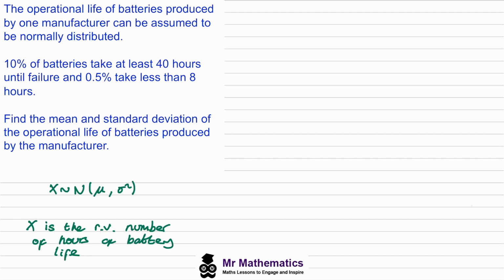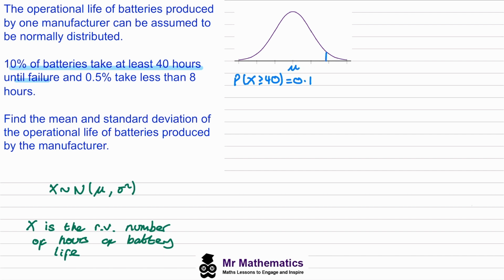So if we begin with this statement, where 10% of batteries take at least 40 hours until failure, then we can show this on a normal distribution curve. So what we have then is the probability that X is greater than or equal to 40 is equal to 0.1. So if we have our mean here, then we know the 40 will be on this side. So we'll mark this off as 40, and this area is 0.1.